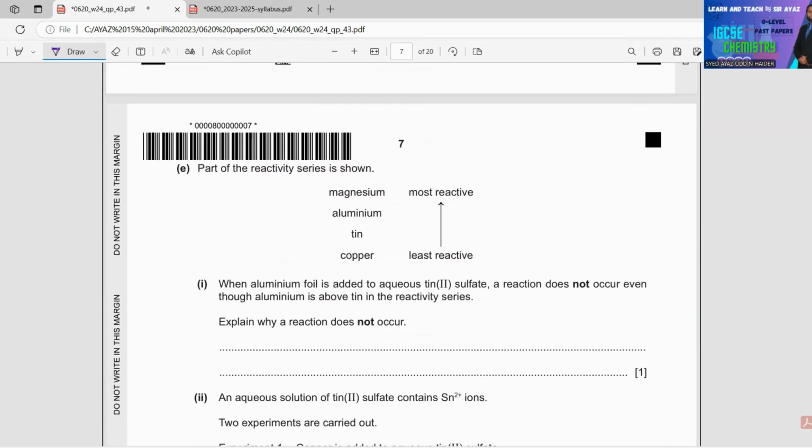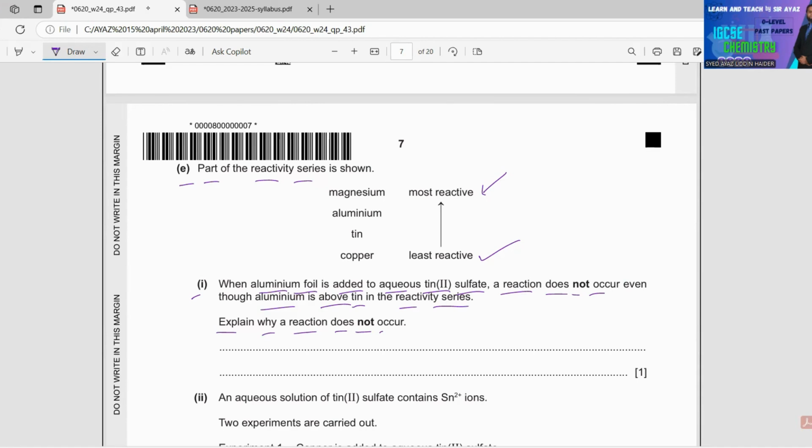Moving to the next part, which is part E. Part of the reactivity series is shown. We have magnesium, aluminum, tin, copper, and at the top we have the most reactive one, and below we have the least reactive. Here, copper is least reactive, magnesium most reactive. 1. When aluminum foil is added to aqueous tin(II) sulfate, a reaction does not occur even though aluminum is above tin in the reactivity series. Explain why a reaction does not occur.